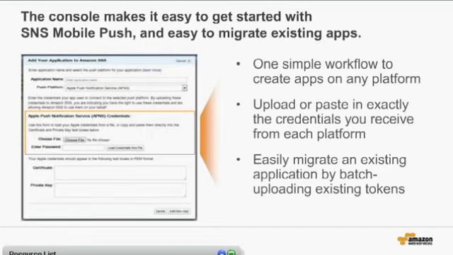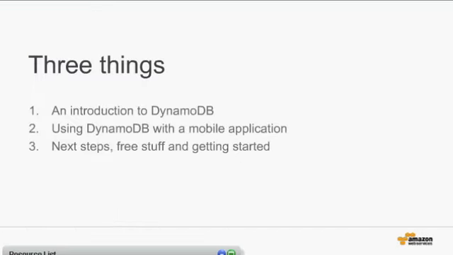So just to summarize, we covered three things. We gave an introduction to DynamoDB, including the schemaless tables and a little bit of information about how you can construct one-to-one and one-to-many applications and use so-called local secondary indices. We talked about using DynamoDB with a mobile application for both geospatial applications and using SNS Mobile Push notifications. And we also talked about the next steps, how you can get up and running with free stuff, and how you can get started either in the console or with the SDKs.